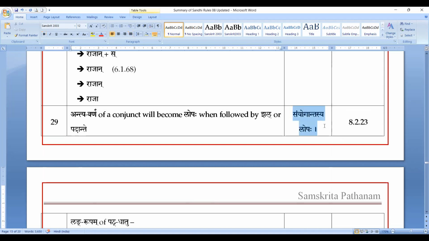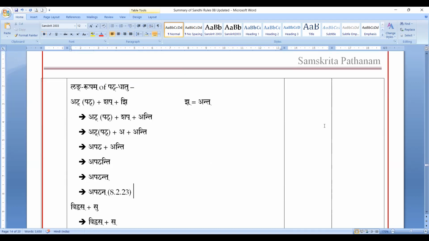Sanyogantasya lopaha: the Antya Varna of a Sanyoga, the last letter, will become lopa. We saw the example of Lang Lakara, where G is replaced by Anti. Then for Lang Lakara, the Ikarasya lopaha bhavati. Therefore, you will see Anti will become Ant. Therefore Apatant is the form you get. Now, Apatant is a Padam.